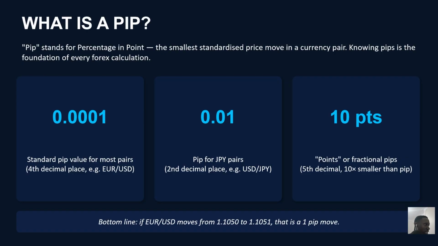The bottom line: if EUR/USD moves from 1.10502 to 1.1051, that's basically a 1 pip move, meaning that if it moves to the next number, as in moving from around 51 to 52, that's a 1 pip move. That is how price moves. That's how the forex pairs move, most especially EUR/USD and all the other pairs.